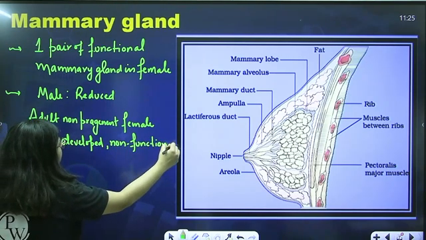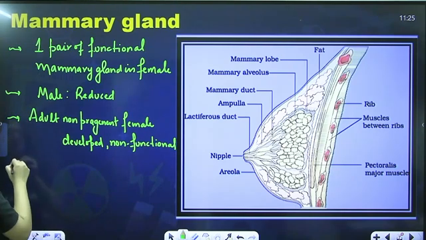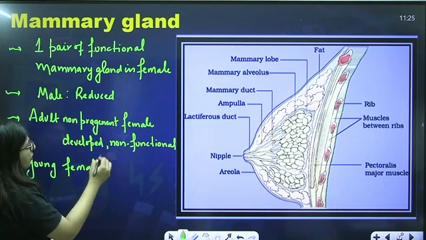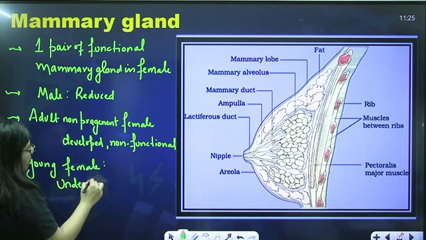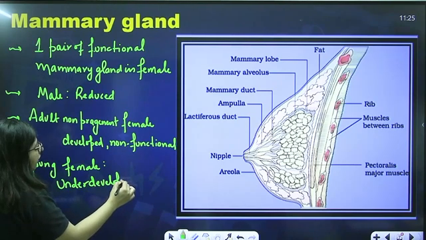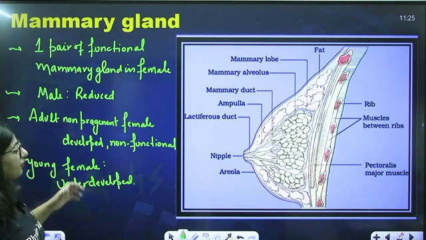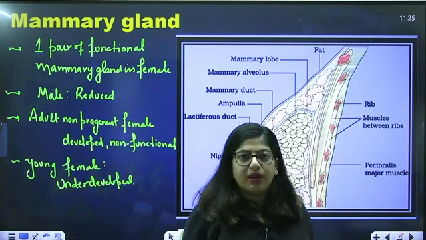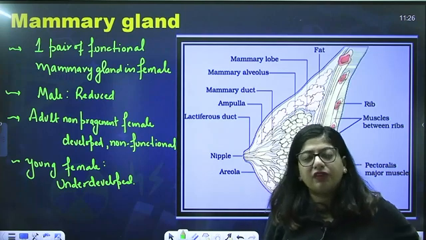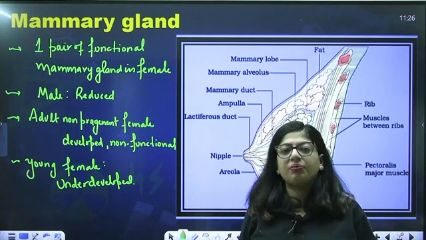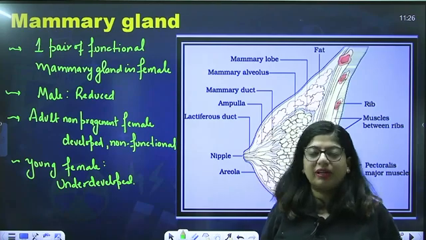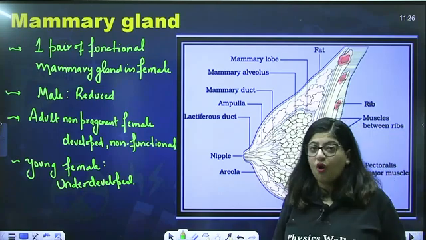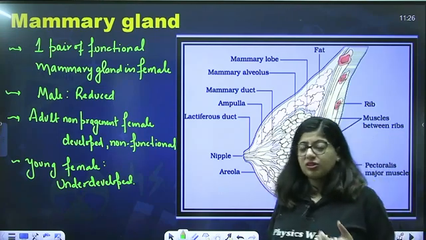What about the female who is not an adult? A young female who has not attained puberty has mammary glands that are not developed at all, they are underdeveloped. A female who is not pregnant but in her 20s, 30s, 40s has developed but non-functional mammary glands. In a pregnant female, or one who has just given birth, they are developed as well as functional. In men, it is highly reduced, vestigial, and in a young female it is underdeveloped because we need hormones to develop it, right? So they are very important.